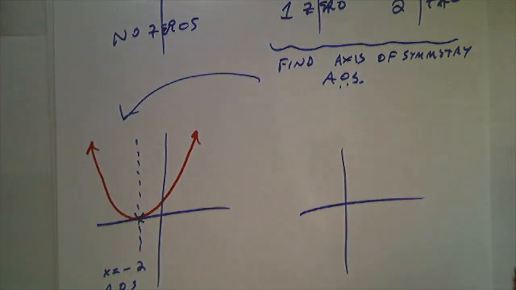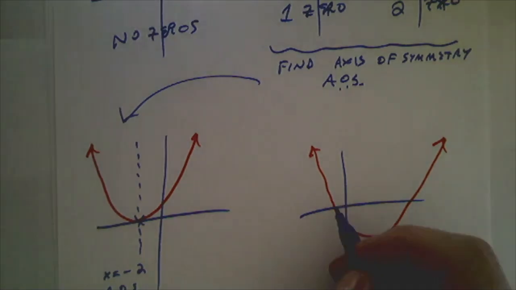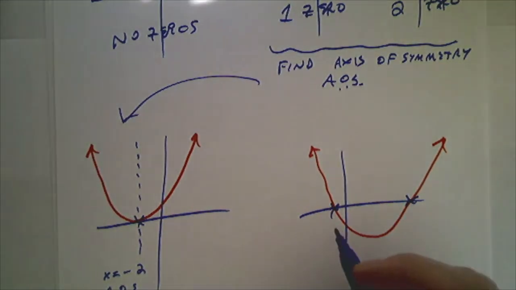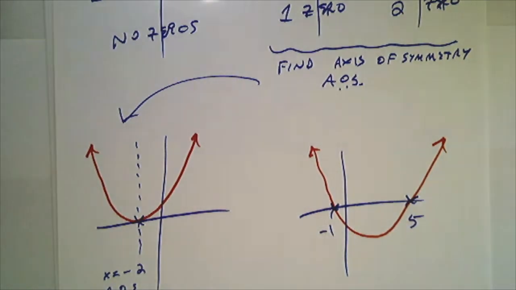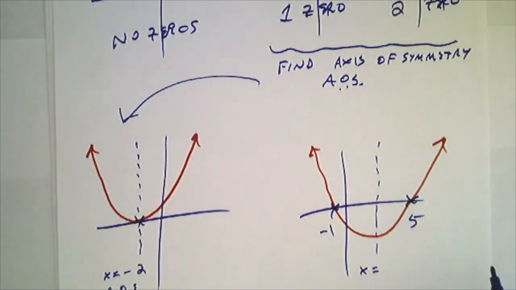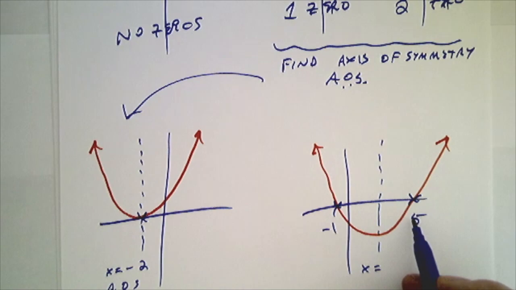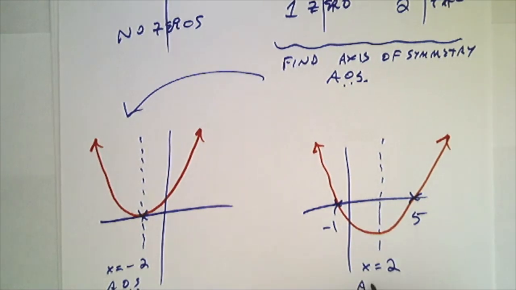Here, if it did cross, let's repeat the same graph. It crossed here and here. Let's say that is -1 here, and this is 5 here. Then halfway between the 2 is the axis of symmetry, because these are symmetric. This would be x equals what? How would we find that? X equals halfway between 5 and -1. The difference is 6, so 5 minus 3 is 2. Let's write that out. That's the axis of symmetry.